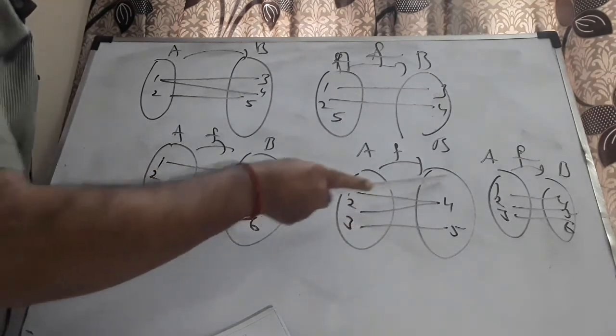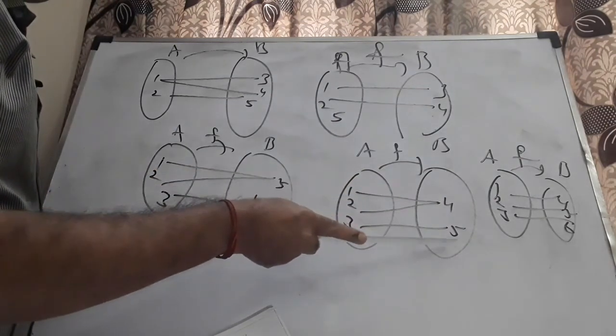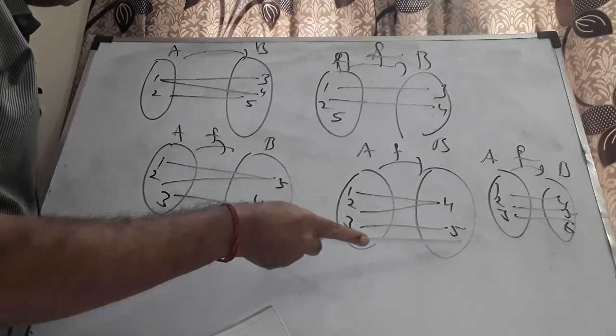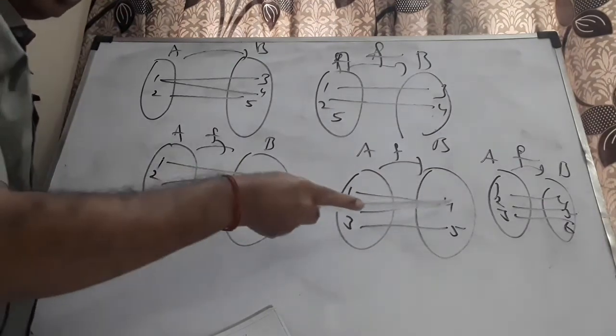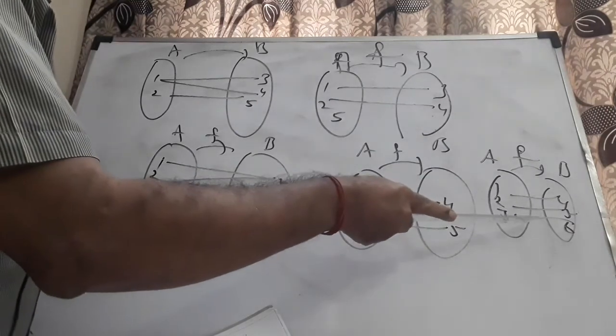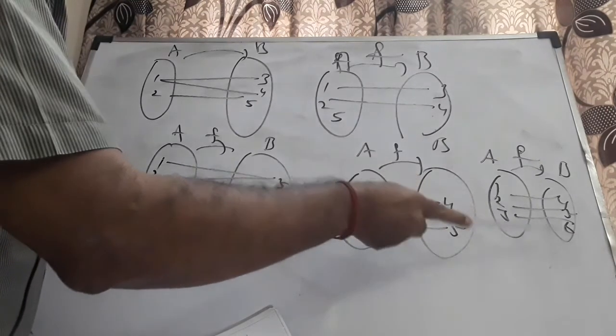And here every element has a pre-image. No train is left out without a passenger in B here. Therefore, this is onto. And 1 and 2 move in the same train. Therefore, it is many to one and onto. And here it is, of course, both 1 to 1 and onto.